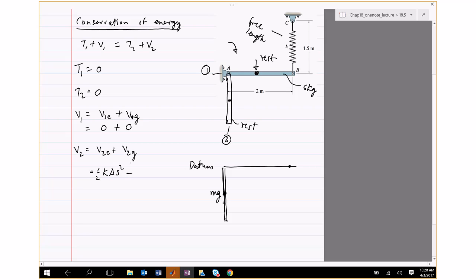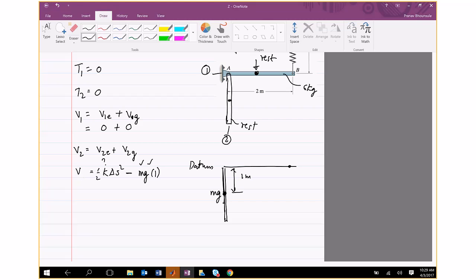What's the potential energy due to gravity? It's clearly mg times the distance moved from the datum. So this distance is 1 meter. The center of mass moves a distance of 1 meter. That's 1. But what's the sign? Is it positive or negative? It's negative because remember, when you move something down, you do negative work, and so that's negative. So mass is known, gravity is known, k is an unknown. This is V2. We have to just find what delta s is.